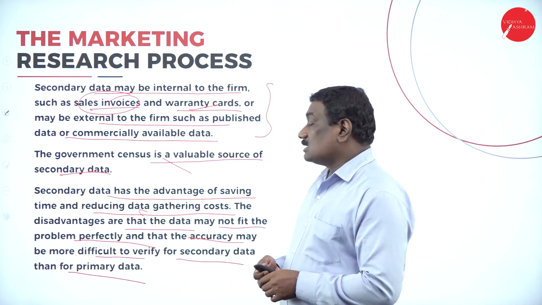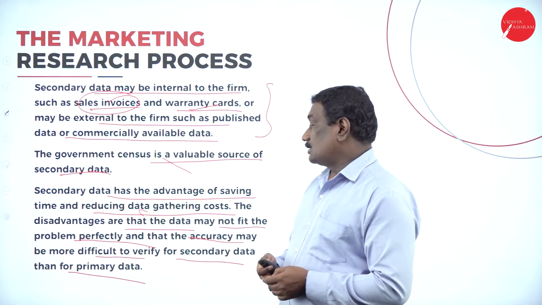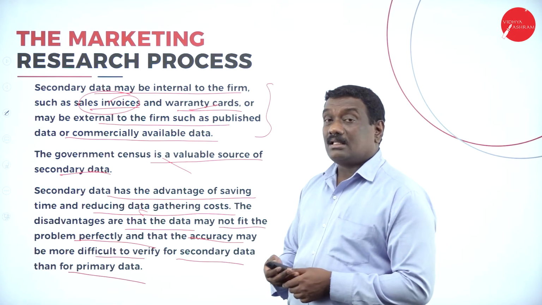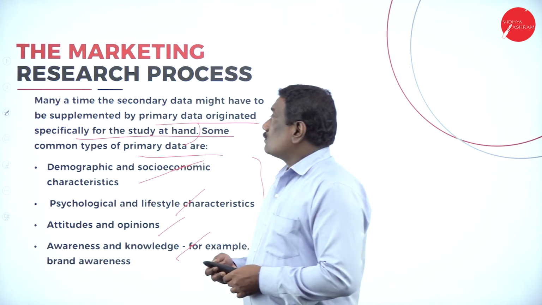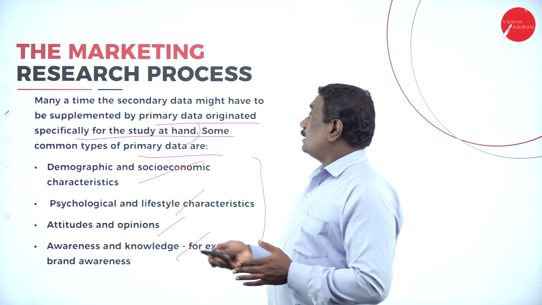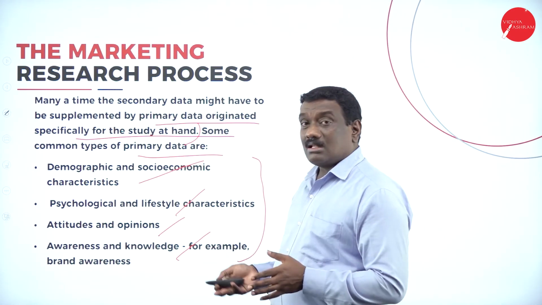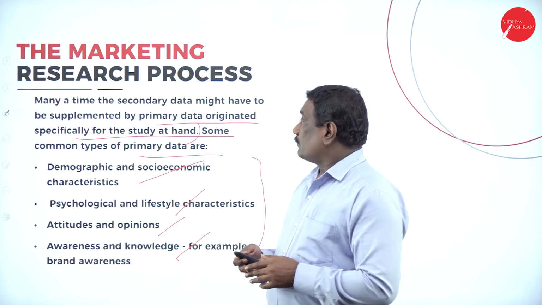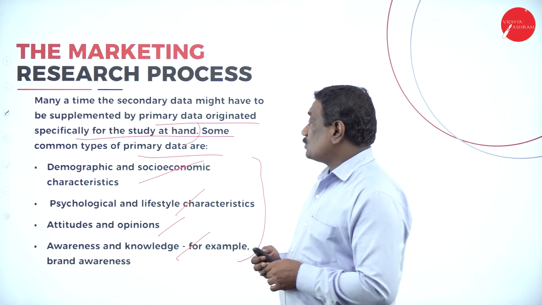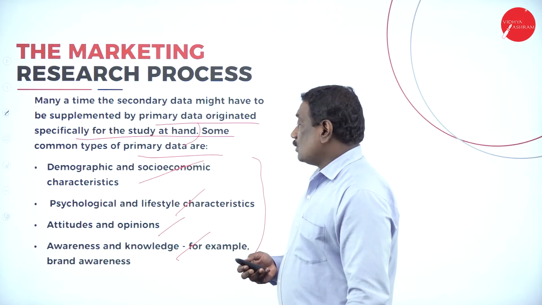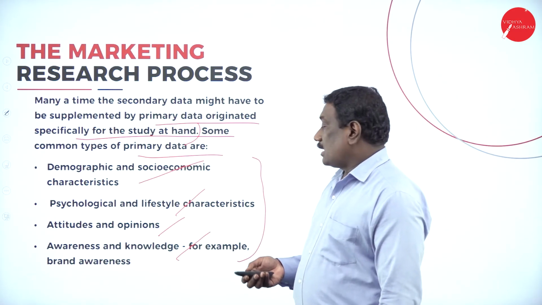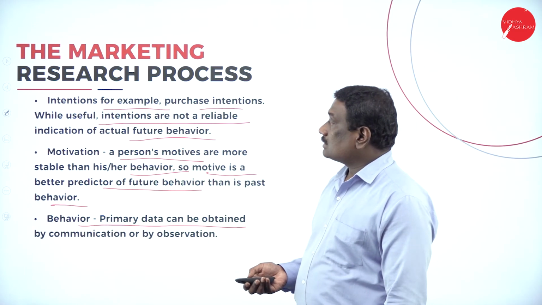The accuracy may not be found in the research, and it is difficult to rely on secondary data compared to primary data. So many times secondary data might have to be supported with primary data in order to have a very good study, right? Some of the primary data are demographic and socioeconomic characteristics, psychological and lifestyle characteristics, attitudes and opinions, awareness and knowledge, that is brand awareness.